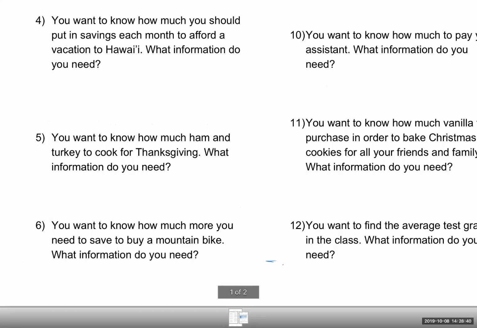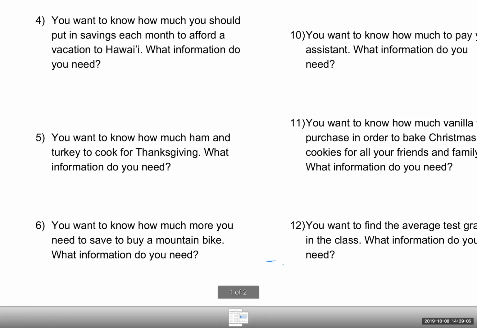Let's look at number 4. You want to know how much you should put in savings each month to afford a vacation to Hawaii. Guys, this is my life. I'm from Hawaii. This is where I grew up, and I haven't been home since 2012. Just saying that makes me want to cry. So you want to know how much you should put in savings each month in order to afford a vacation to Hawaii. What information do you need?